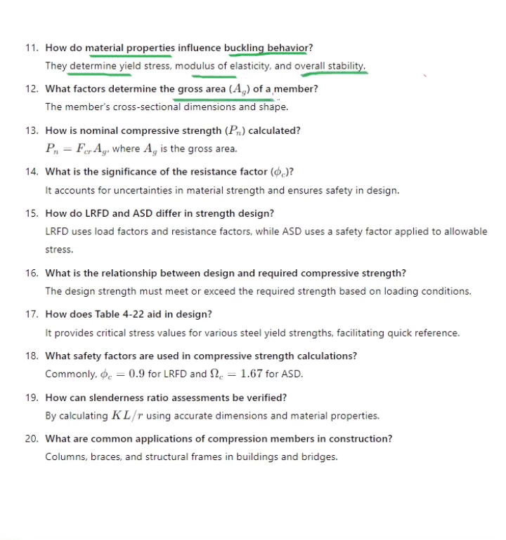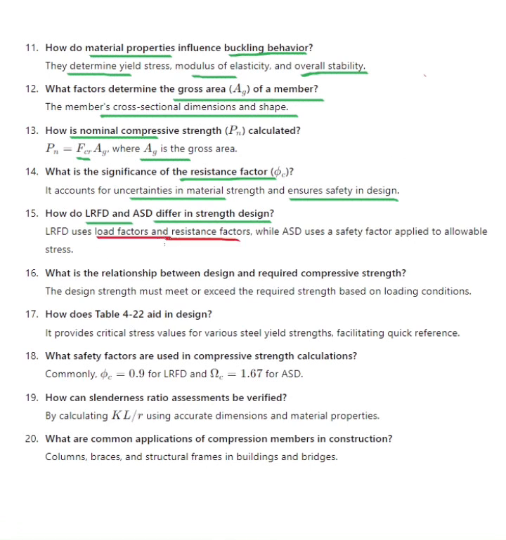What factors determine the gross area? The member's cross-sectional dimensions and shape. How is nominal compressive strength calculated? Pn is Fcr times Ag, where Ag is the gross area. What is the role of the resistance factor? It accounts for uncertainties in material strength and ensures safety in design. How do LRFD and ASD differ in strength design? LRFD uses load factors and resistance factors. ASD uses a safety factor applied to allowable stress.